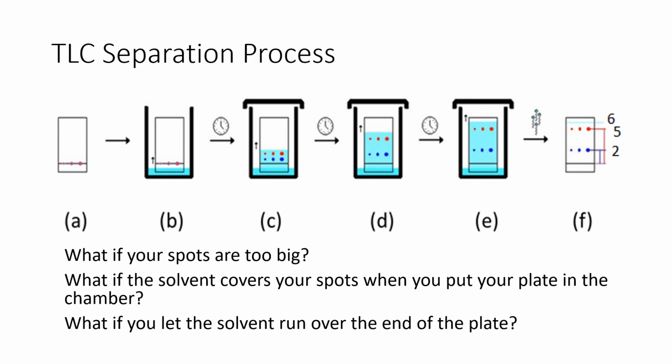Again, these are the pictures showing the separation process. So sometimes you might run into a problem like your spots are too big. It means your spots are probably too concentrated. Other problems include the solvent covering your spots when you put the plate into the chamber, or if you don't watch the process carefully, the solvent will run over the end of the plate. So all these situations will affect your results. The solution to these problems is to redo the separation process. So be very careful, and try to avoid these situations from happening.